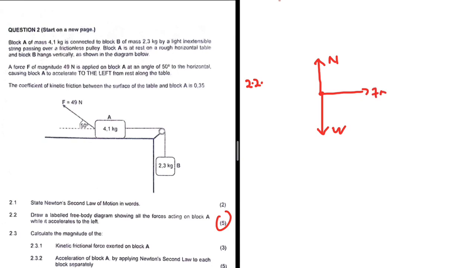A and B are connected by a light inextensible string, so we have the tension force. There we go. And then a force F of magnitude 49 newtons is applied on block A. So there we go, our force F of magnitude 49 newtons. So this is the force applied. Let's take a look: 1, 2, 3, 4, 5. 5 marks, 5 forces. I think we are good to go. Let's go ahead and do 2.3.